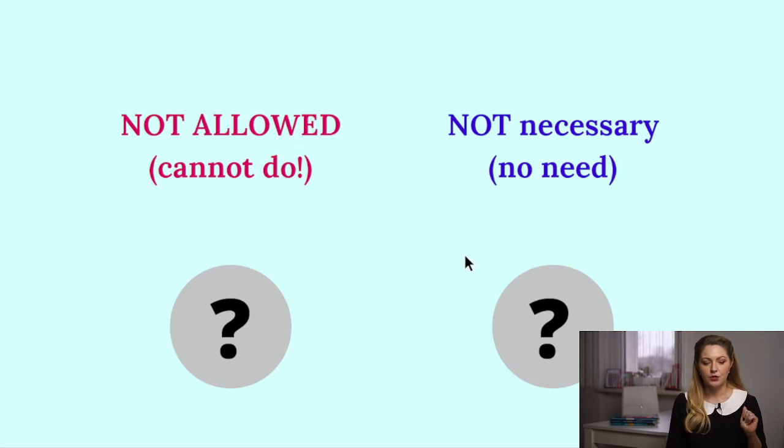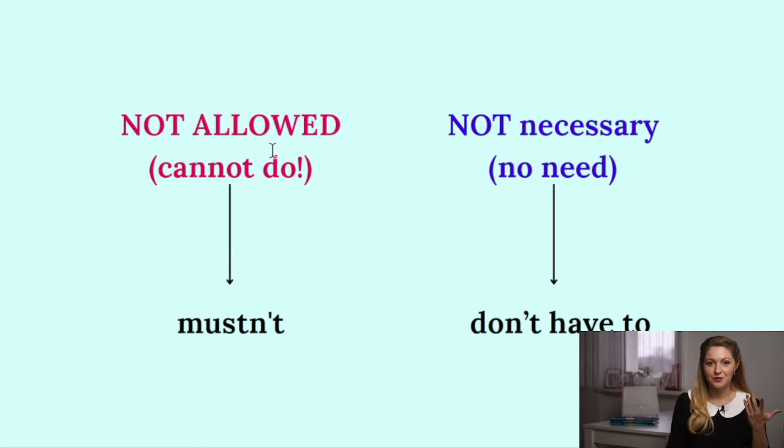You have two situations. One situation is when you are not allowed to do it. It means you cannot do it. Like the sign with these 50 kilometers. You cannot drive more than 50 kilometers. So should you use mustn't or don't have to? Of course, you will use mustn't. So mustn't means that you cannot do it. You are not allowed. It is forbidden. And when it's just not necessary, there is no need, you can do it but you don't need to, then we use don't have to.